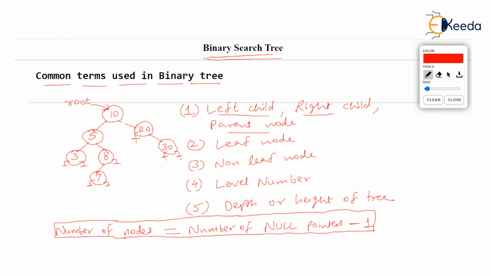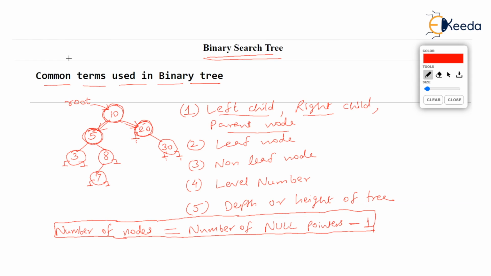Now, all of you watch the tree drawn on the left hand side. It is a binary search tree where all values less than root are to the left of root and values greater than root are to the right of root, and this rule is applicable to all nodes. So here you can say that 5 is the left child of 10 because it is to the left of 10, and 20 is the right child of 10 because it is to the right of 10, and 10 is the parent. 10 is the parent of 5 and 20. So that's the concept of left child, right child, and parent node.